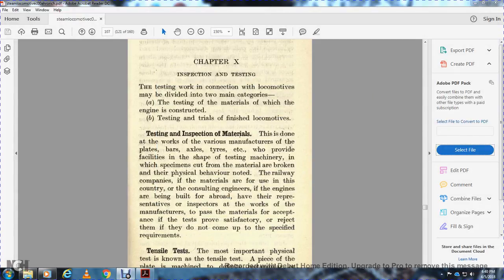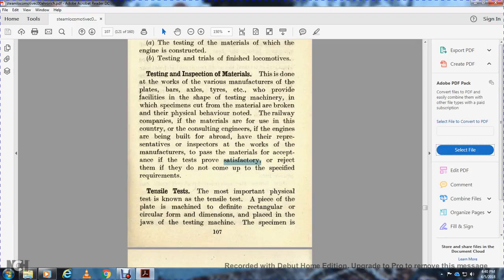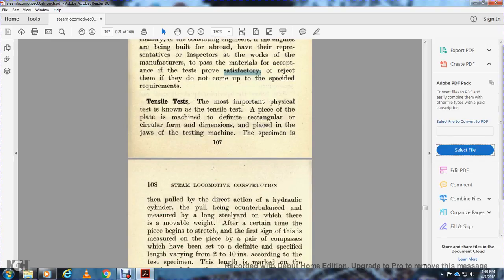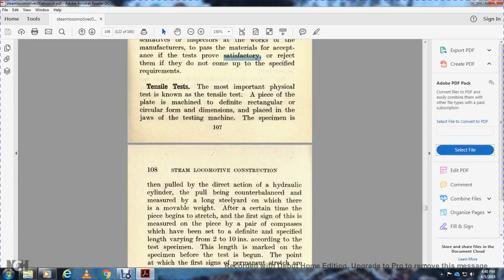Alright, tensile test. The most important physical test is known as the tensile test of the piece of the plate. The machine takes a specimen with a definite rectangular or circular form and dimensions, and it is placed in the jaws of the testing machine. The specimen is then pulled by the action of the hydraulic cylinder, with the putting of the counterbalance measured along the steel yard with the movable weight. After the first time of the stretch, the measured piece is marked with the compass, which has been set with a definite specified length of 2 to 10 inches according to the test specimen.